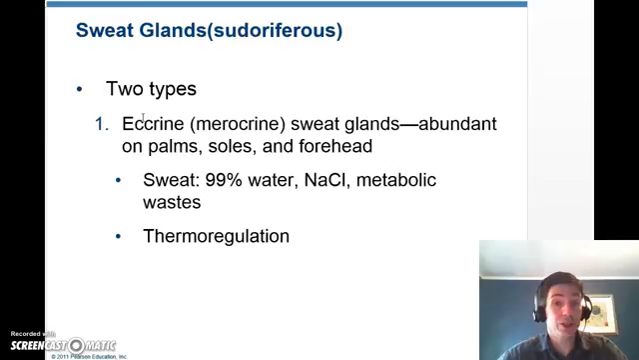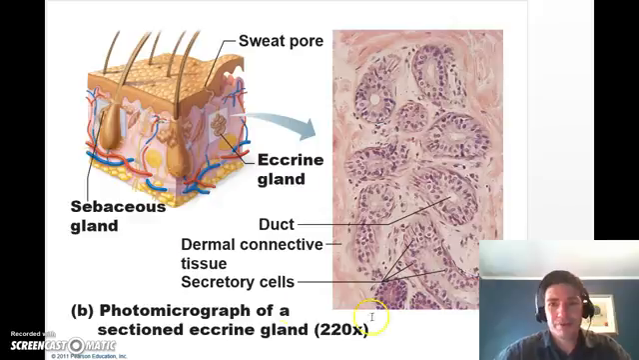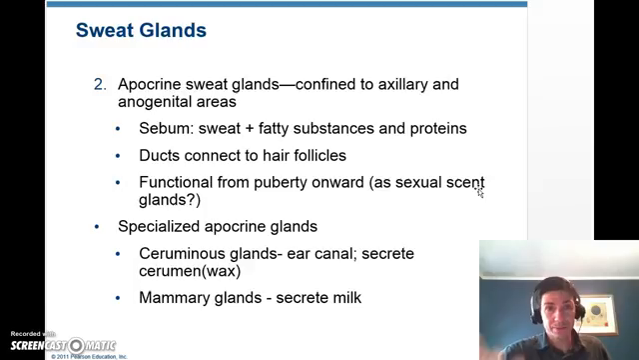This is your traditional sweat gland that produces mostly water, a little bit of salt, and some waste products, and its job is thermoregulation. Oh, whoops, sorry about that. There we go. There's a picture of a sweat gland.